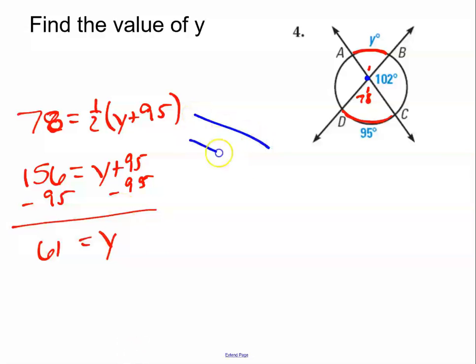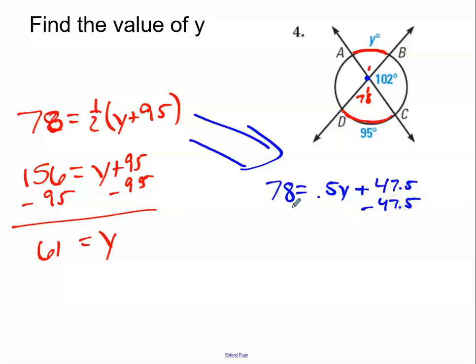If you would have distributed, you would have gotten 78 equals, you can write it as 1/2 y or 0.5 y. I think we're going to have to divide, and sometimes it's easier to divide when it's a decimal than to divide with fractions. But that's a personal preference for you guys, whatever you prefer. Then half of 95 is 47.5. Then subtract 47.5. 78 minus 47.5 is 30.5.